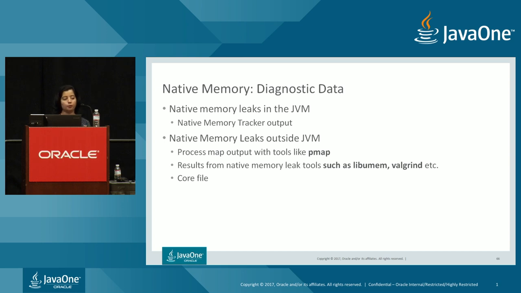For tracking native memory leaks outside the JVM, we need to rely on platform native OS level tools. For example, pmap, to look at the process map to understand which parts of the memory are consumed by which allocations. And results from native memory leak tools such as libumem, valgrind, etc. And of course, inspecting different segments of the core file can also reveal information about what kind of native memory allocations are causing the observed native out-of-memory error.